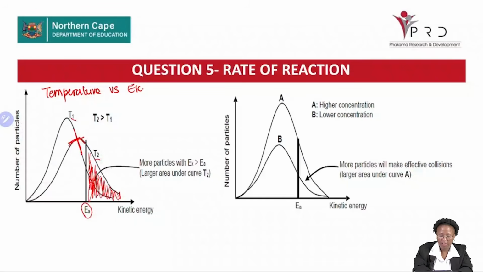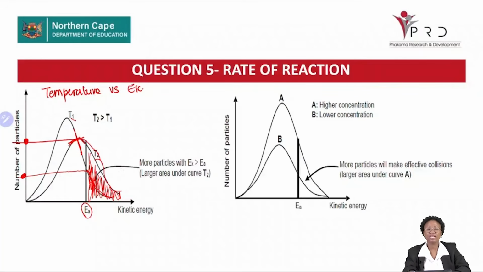Now, if you compare the first graph, you can see that that is the maximum where it can be, and then you can see the second graph, the maximum is there. You can see that this one has less particles, this one has more particles. So the one that shows a higher temperature is going to be T2. Why is T2 the highest temperature? Because it shows more particles that have enough kinetic energy to react.